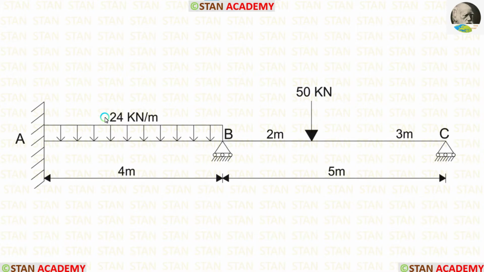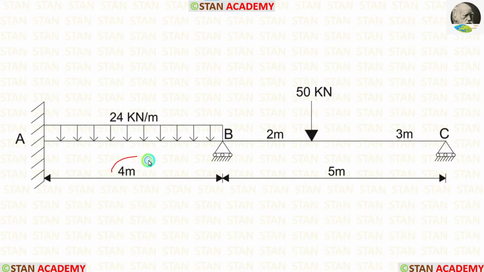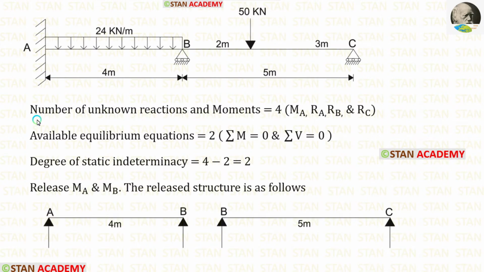In the span AB, there is a uniformly distributed load of 24 kN per meter acting for the full span. In the span BC, there is a point load of 50 kN acting at 2 meters from the point B. At point A, there is a fixed support. At point B and point C, there are roller supports. Span AB is 4 meters long and span BC is 5 meters long.